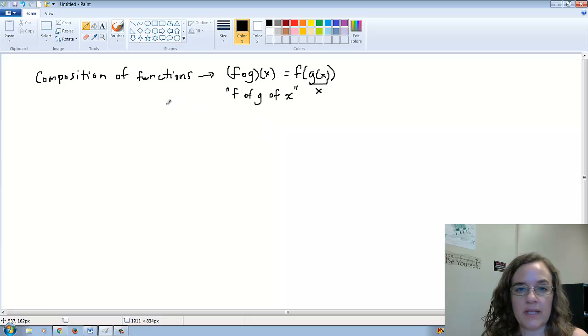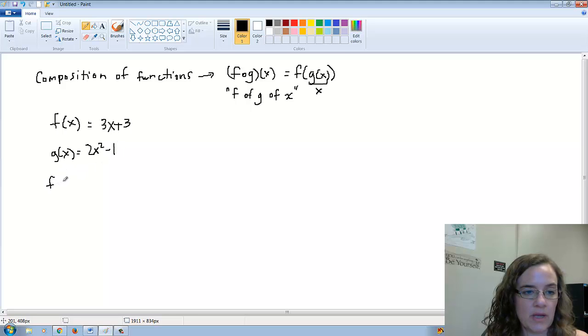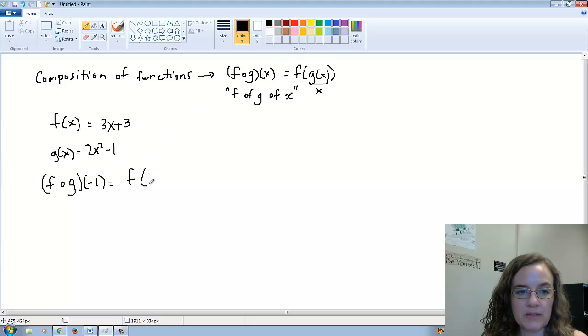So I have a couple of functions. F of x is 3x plus 3, and I'm going to also use g of x to be 2x squared minus 1. And I'm going to evaluate this at -1. So I'm going to do this f of g at -1. So if I use this definition up here, this would be f of g of -1.